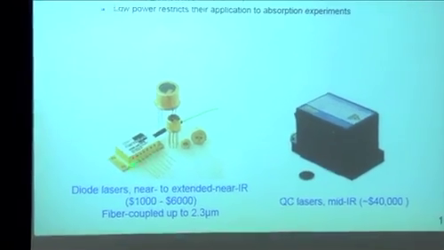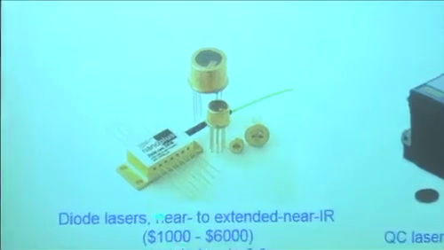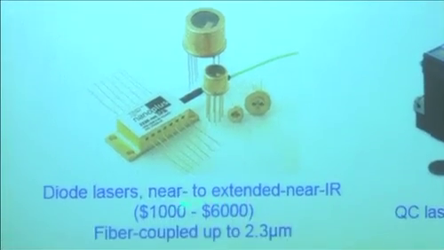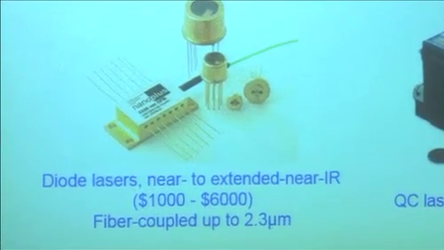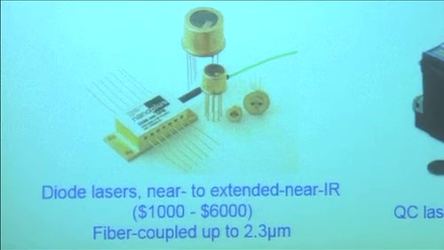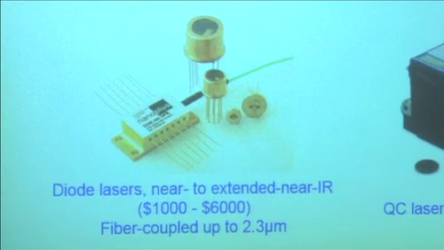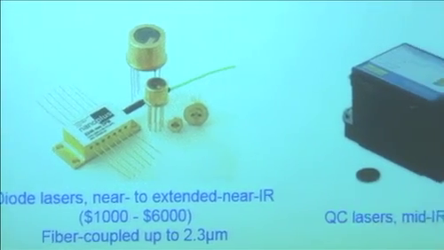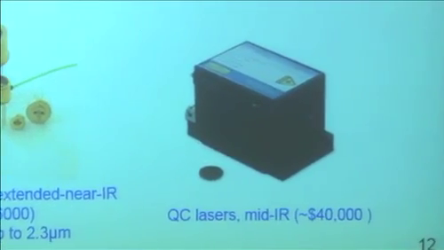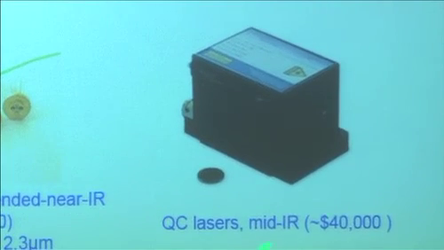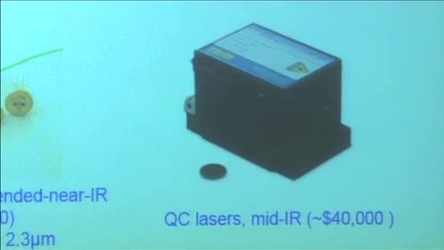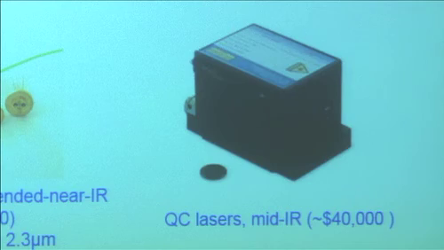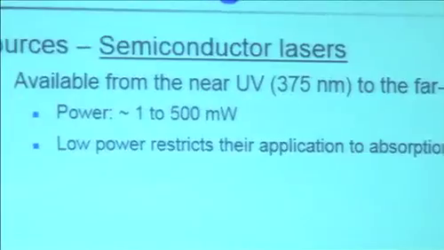They can be little things. They might be in the price range of $1,000 to $6,000. You can buy them fiber coupled so that they're easy to use, up to about 2.3 microns. There's something called a quantum cascade diode laser. That's QC. They're emerging. They can be up to $40,000. These things are typically 1 to 500 milliwatts, depends. Like I said, we tested 1 to 11 microns recently.